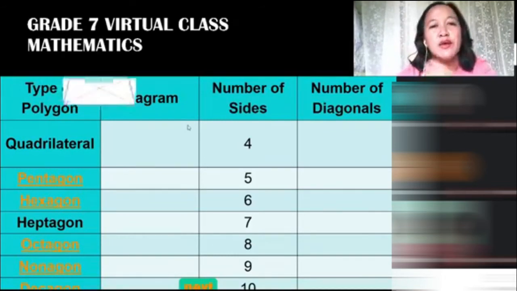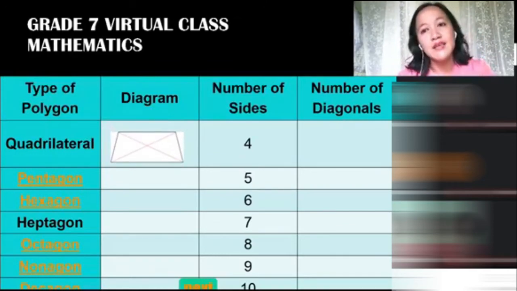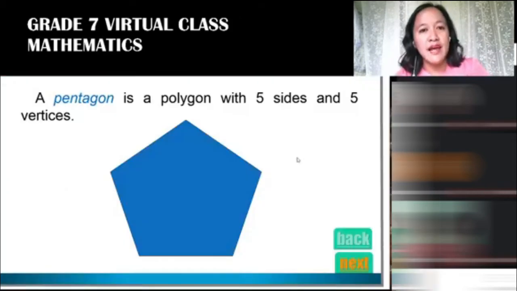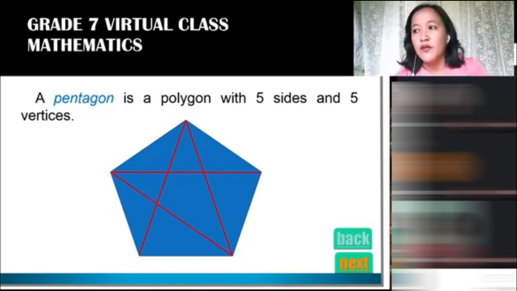So, just like in a quadrilateral, 4 sides. Where is the diagonal there? So, it has two diagonals, as you can see in the figure. For a pentagon, it has 5 diagonals. How is that? Look at our pentagon. By connecting 2 non-consecutive vertices, we have 3 diagonals, 4 diagonals, 5 diagonals. Okay.